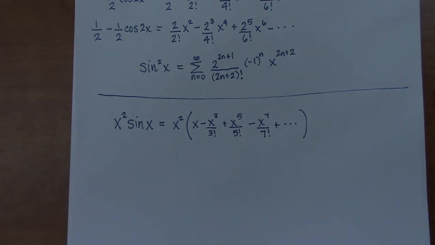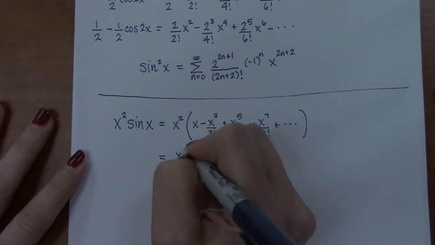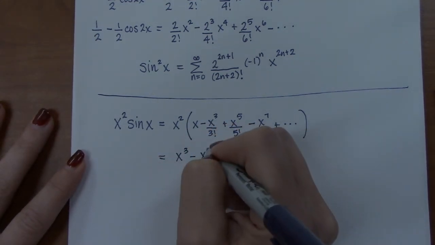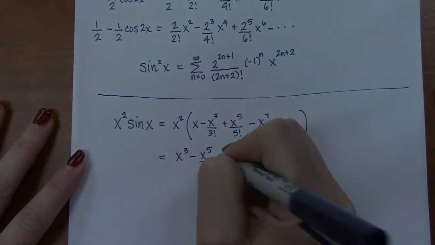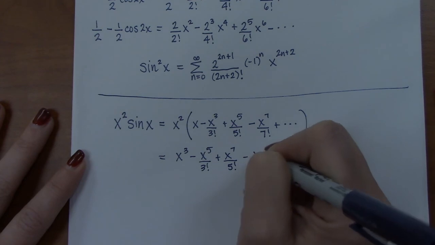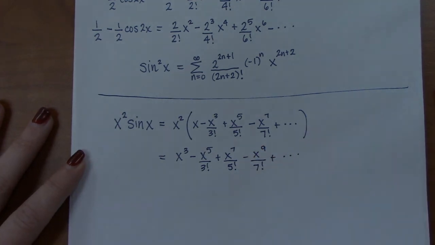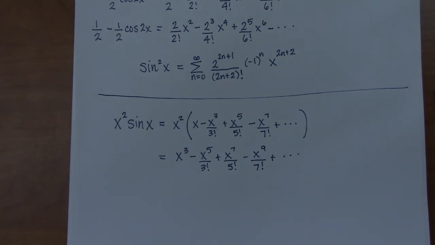So all I have to do is distribute the x squared across, and all that's going to do is make all the exponents climb by 2, because you just add 2 to every exponent. So this would simply become x squared minus x to the 4th over 2 factorial plus x to the 6 over 4 factorial. Notice that the factorials in the denominators didn't change at all because those were just constant numbers. But that's what you would do if you had a regular polynomial: you just distribute the x across.